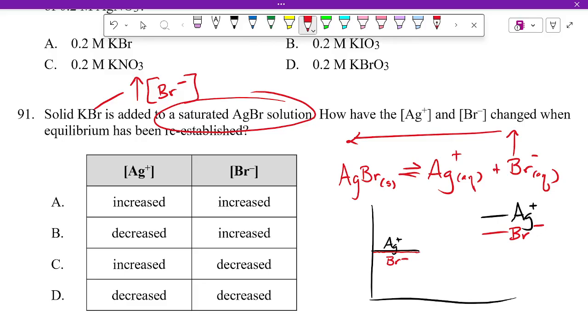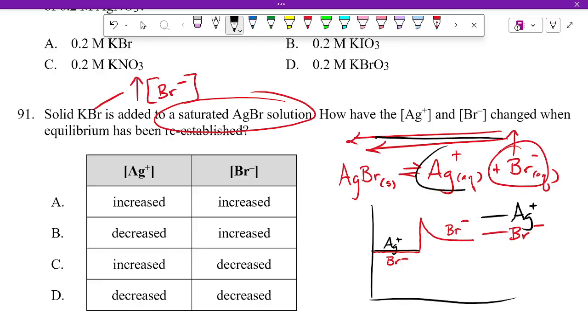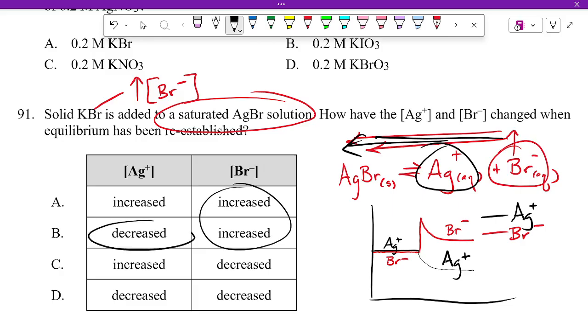And then our bromide ion concentration was increased. It shifts to the left, so we are now using up bromide. As we go this way, bromide's being used up, but it never gets down to quite where it was before. And the silver also, as we go to the left, silver gets used up, so it goes down. But the bromide ends up higher than before, and the silver ends up lower than before. So the answer is B.